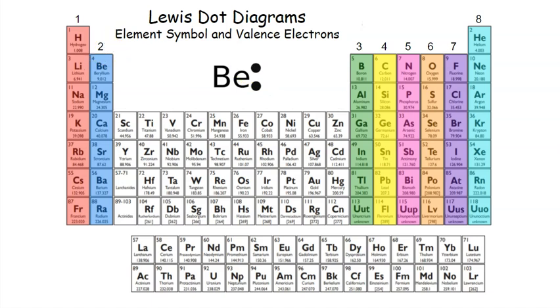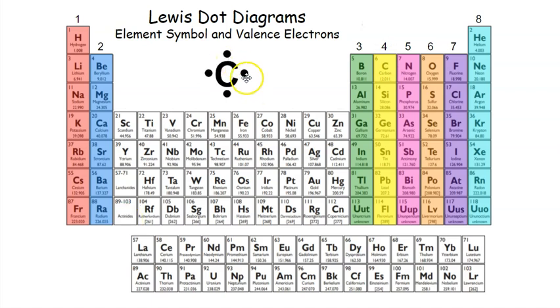All right, let's look at argon. Argon's over here. It has 8 valence electrons, and the symbol is uppercase A, lowercase r. So here's the Lewis dot diagram for argon. Let's look at carbon. Carbon's right here, has 4 valence electrons here.